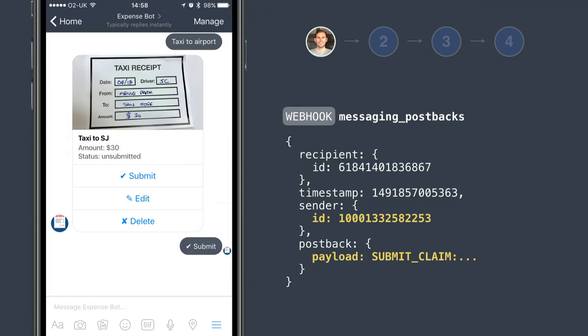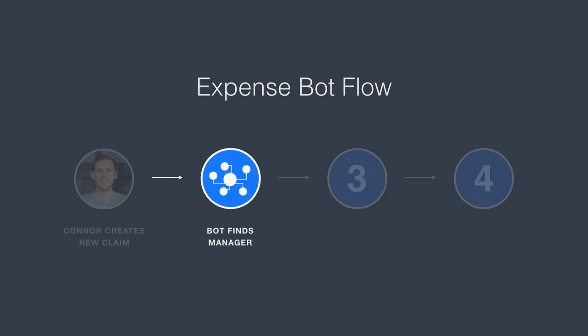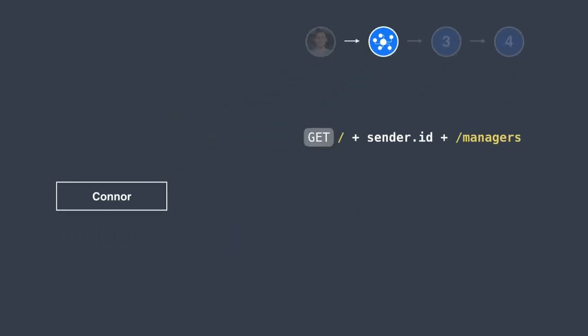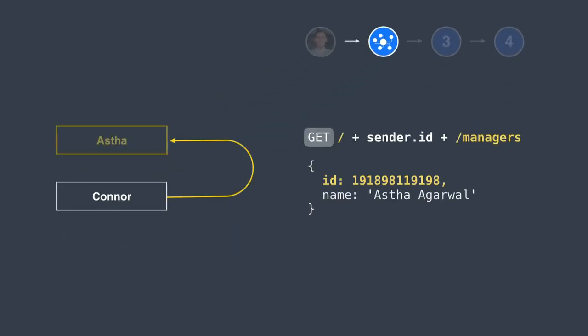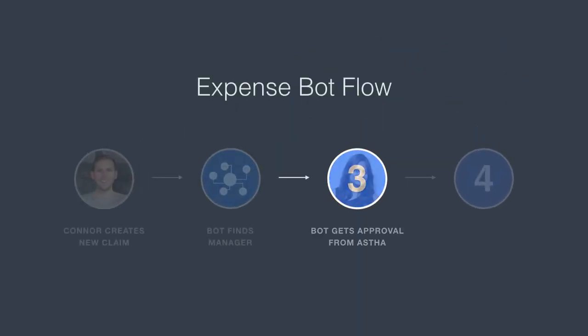Now, the next thing that the bot wants to do is to get the approval from the manager. Since this information is available on Workplace itself, we don't need to maintain a separate database for this. So the bot makes a Graph API GET call to sender ID/managers and gets back the user ID of the manager, which happens to be me in this case.